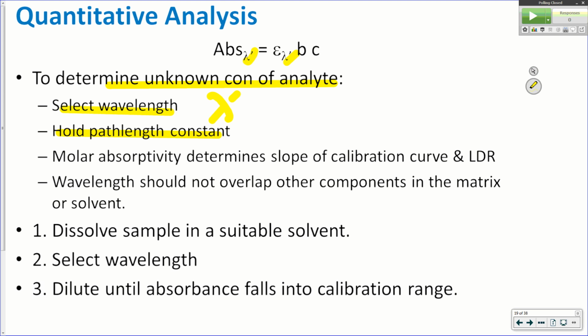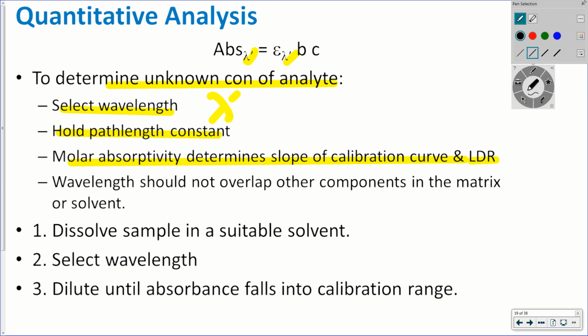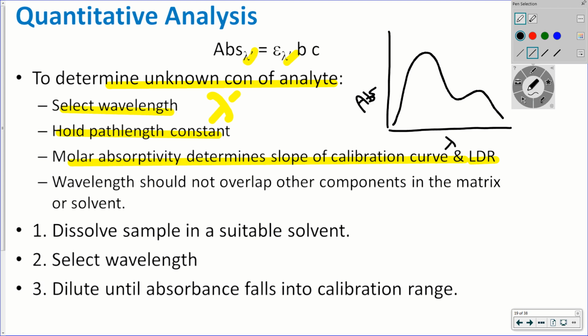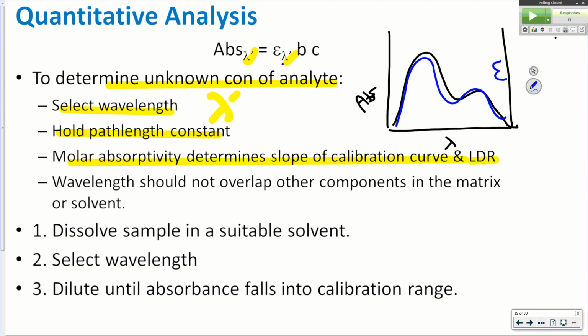The molar absorptivity determines the slope of the calibration curve and the linear dynamic range. So when I say that, when we think about a spectra, a plot of lambda versus absorbance, and we've got a peak in here, keep in mind that if we plotted the molar absorptivity, the molar absorptivity would be a mirror image of this. It's just at a different scale. So the absorbance is a function of molar absorptivity, directly related. So these things are directly proportional. So those two terms are not changing. These are fixed when we do a spectra.